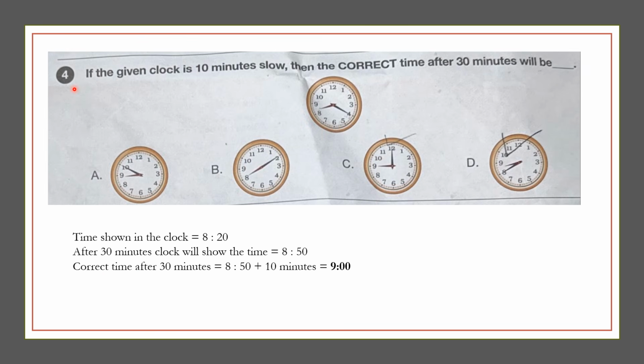Question number 4. If the given clock is 10 minutes slow, then the correct time after 30 minutes will be. So the time shown on the clock is 8:20, and after 30 minutes it will be 8:50. But the clock is 10 minutes slow, so we need to add 10 more minutes. So it will be 9 o'clock. And option C is showing 9 o'clock. So our answer is option C.